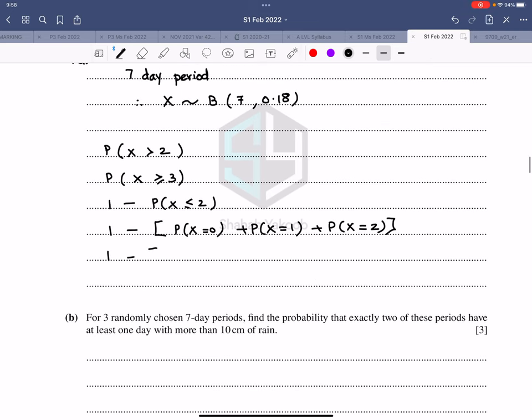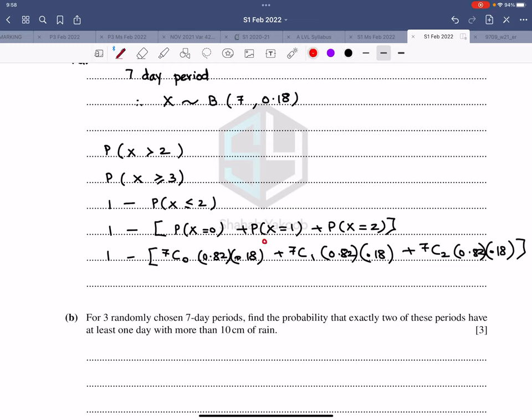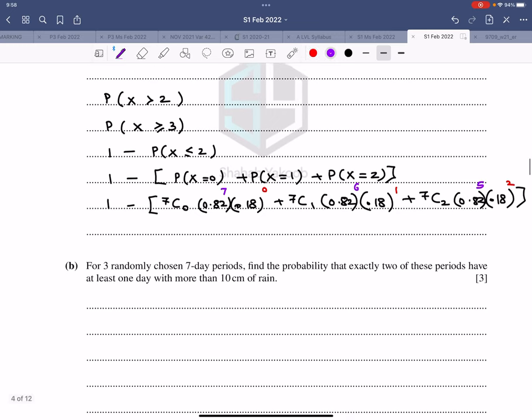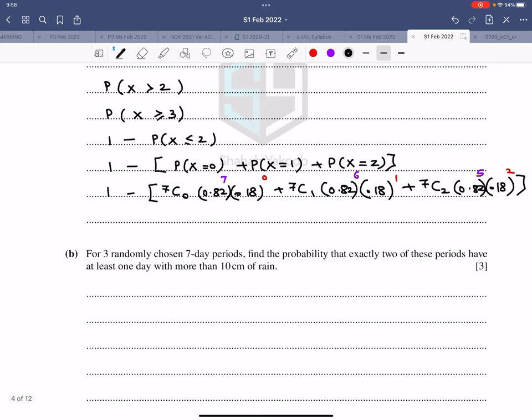This is 7C0 and then 7C1 and 7C2. So now this is 0.18, this is 0.18, this is 0.18, this is 0.82, 0.82, 0.82. Now this is power 0, power 1, power 2, and this is 7 and 6 and 5. Write down all the calculations, show everything, and this answer then comes out to be 0.115, correct to 3 significant figures. That is the answer for this particular part for 3 marks.